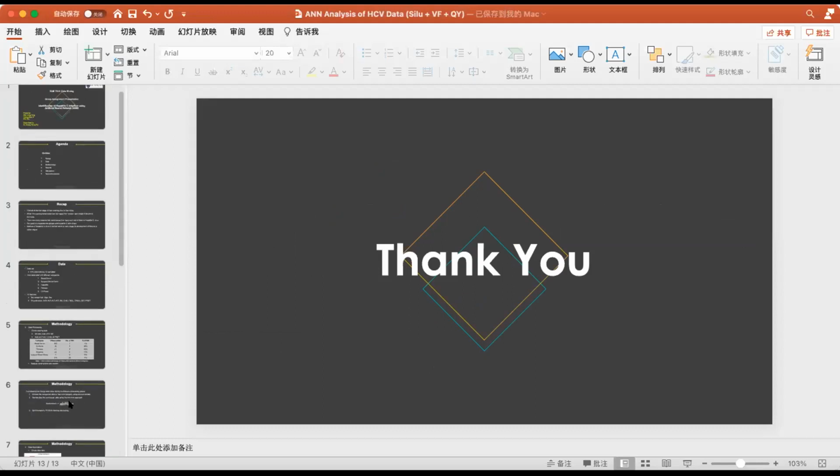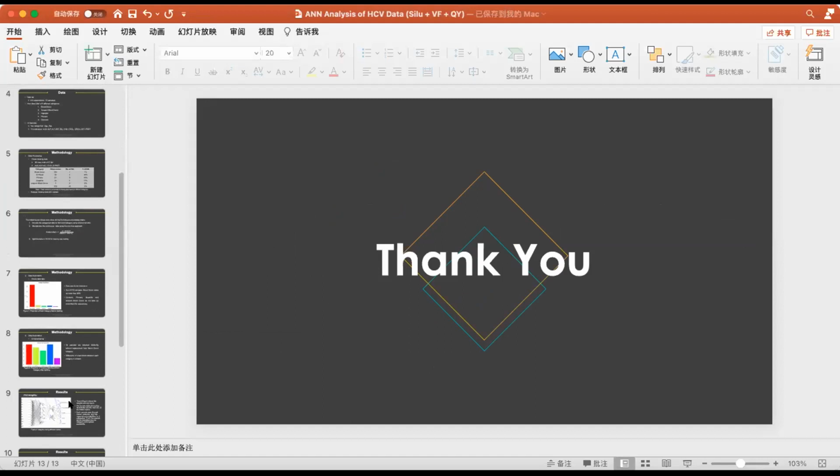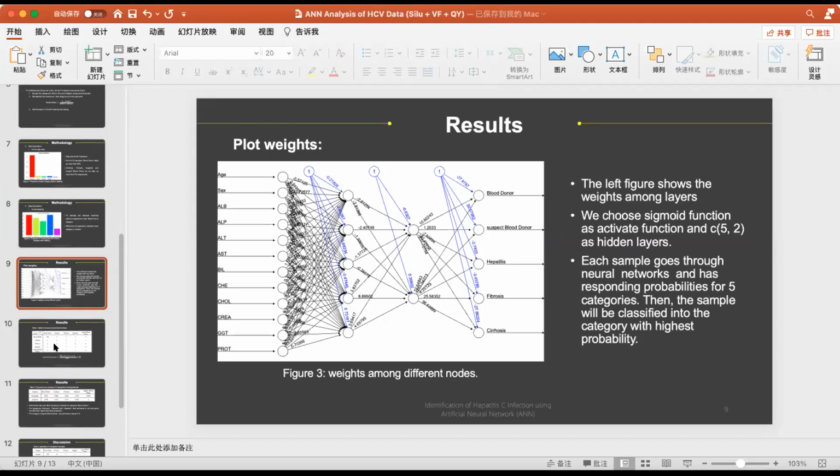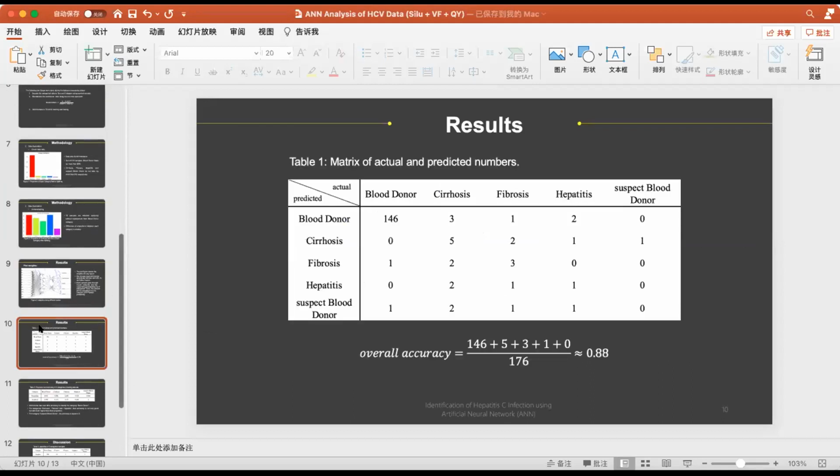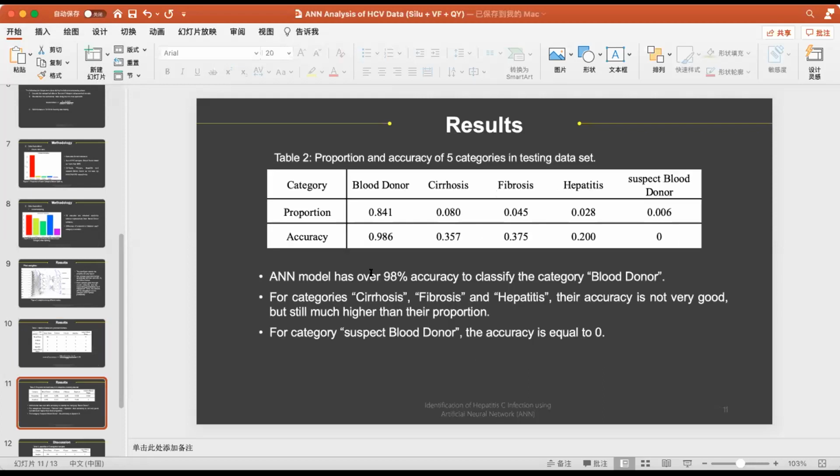Okay, thanks, Silu. Can I just look at the slide, the result on slide 10? Okay. So this is the result on the test data. Yes. And slide 11. Okay. This is the result on the testing dataset too.